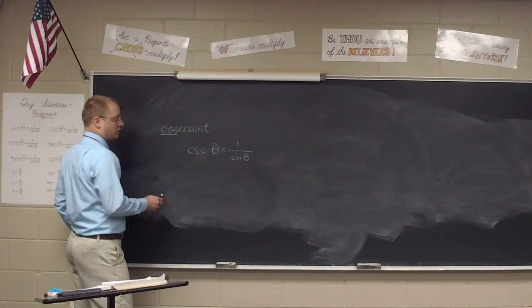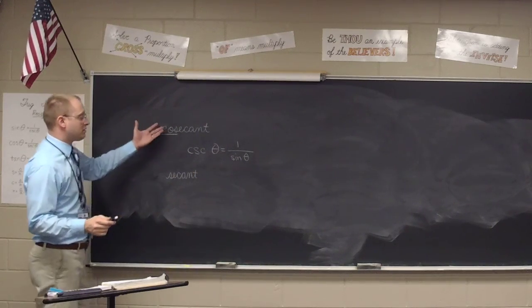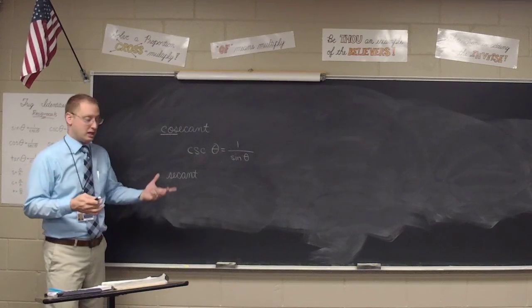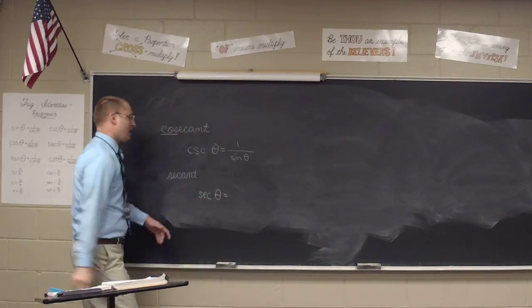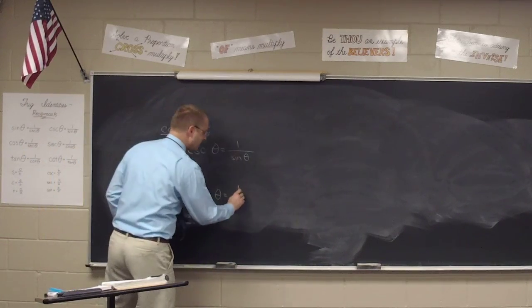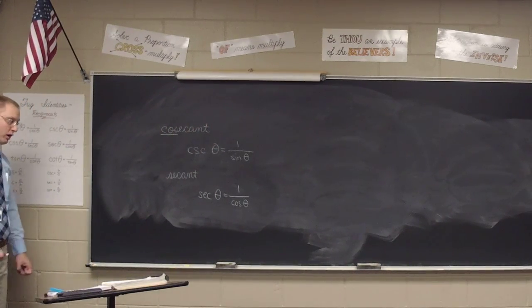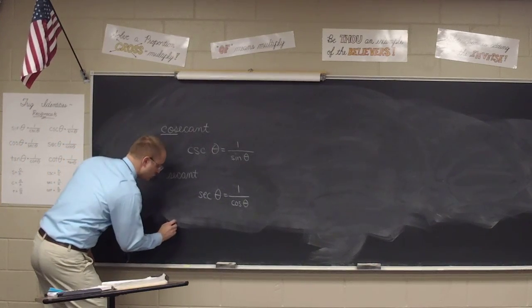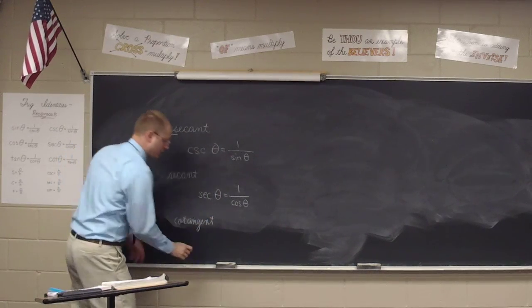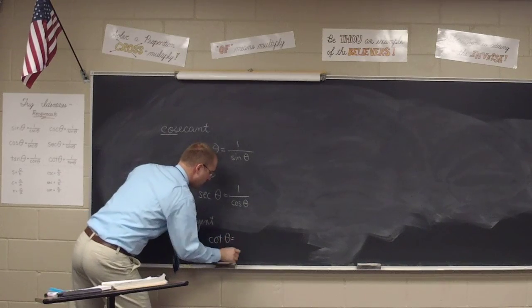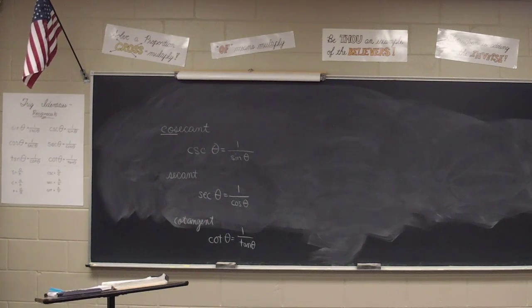The next trig ratio you need to know about is the secant. I see here cosecant and plain old secant, just like there's sine and cosine. Secant, S-E-C. The secant of theta is defined as the reciprocal of the cosine. And the last new trig ratio is the cotangent, abbreviated COT, which is the reciprocal of the tangent. It's how these ratios are defined.